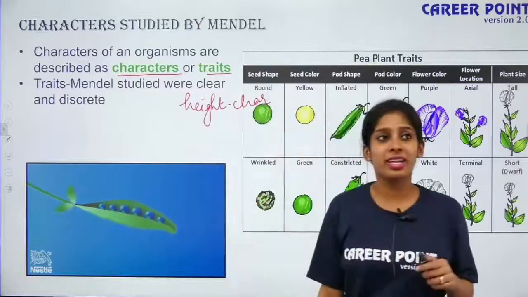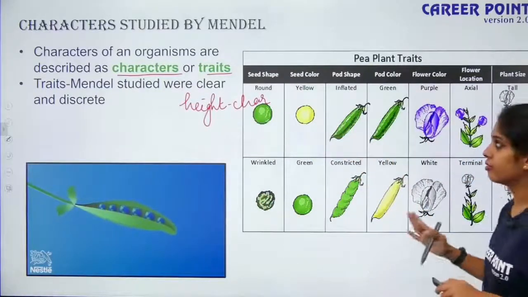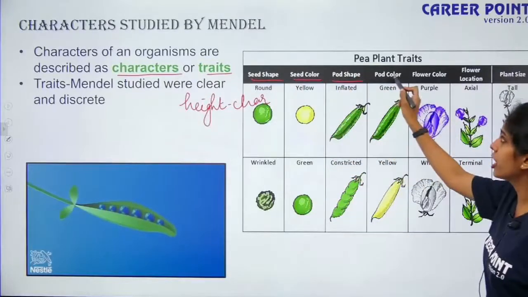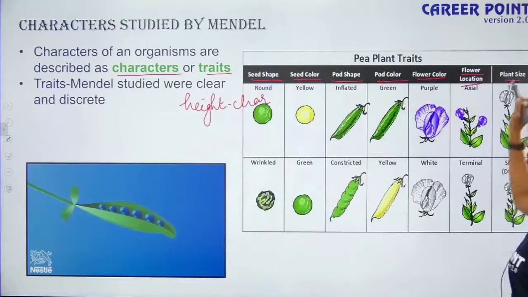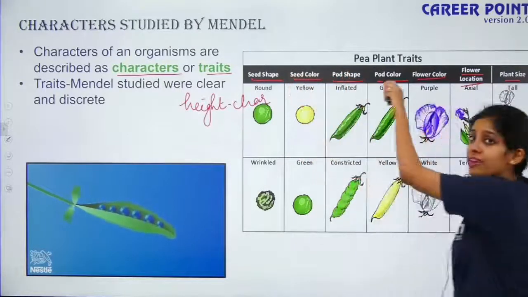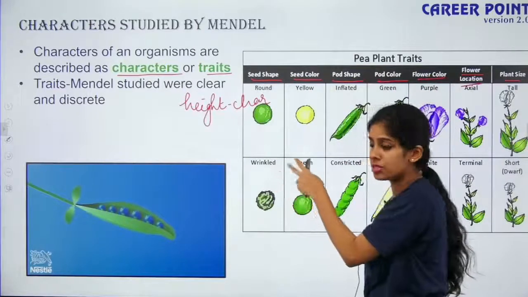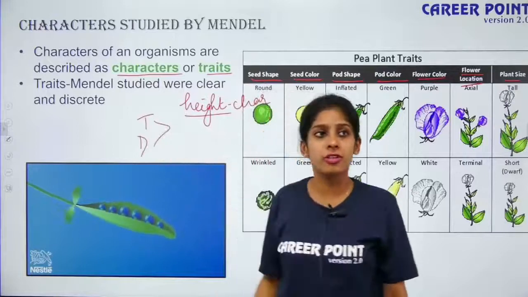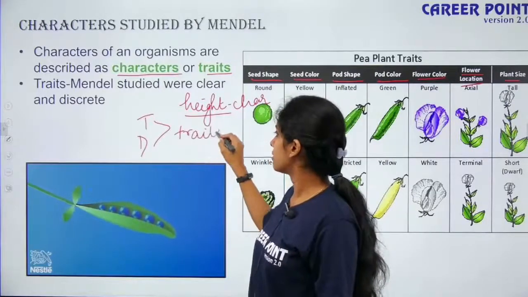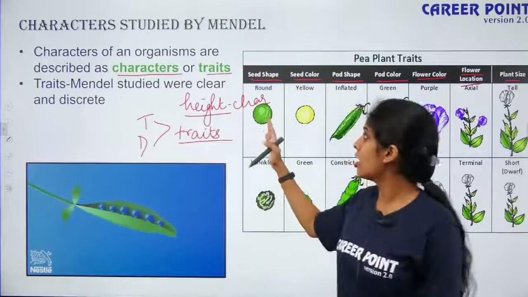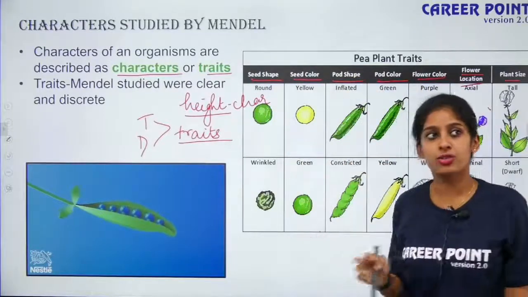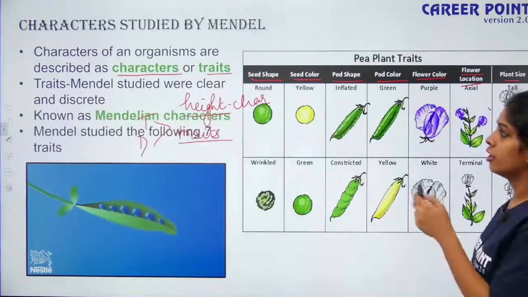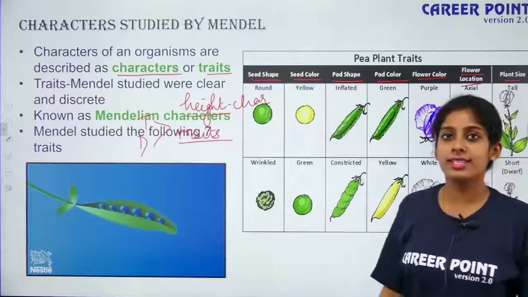So the traits Mendel studied were very discrete and clear. Not any 2 traits are related. Fine. So he studied these 7 traits in a pea plant: seed shape, seed color, pod shape, pod color, flower location, and plant size. So each of these are 7 characters. Each character has 2 options and these are called traits. For example, when I say height is a character, tall and dwarf are the 2 options possible in height. So these 2 are called traits. Fine. So this is called characters, and the 2 opposite variations or the 2 options present in a character are called traits. Is this understood? Okay. These are known as Mendelian characters. So Mendel studied the following 7 traits.